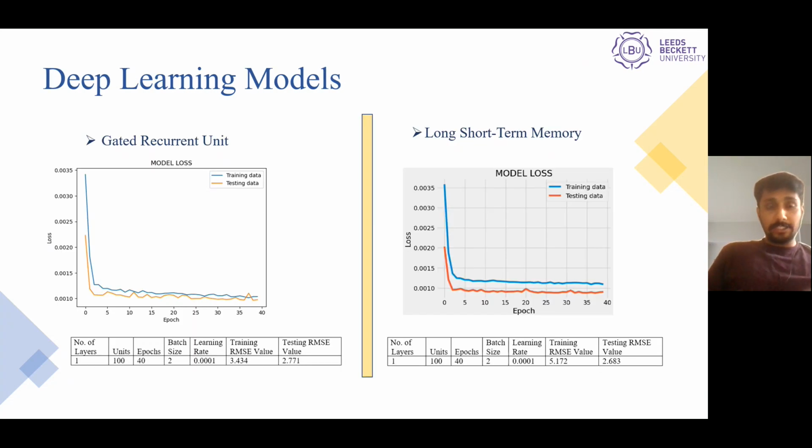And then we deployed some deep learning techniques for identifying whether we will get better performance compared to the machine learning models. From here, we have used the gated recurrent unit and long short-term memory techniques. And here you can see the model loss. The model loss means how wrong the predictions are.